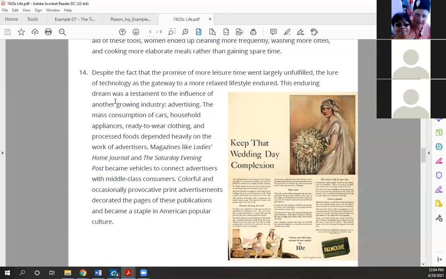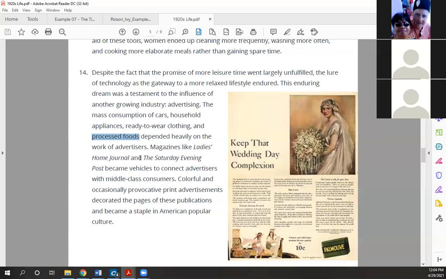Enduring dream was a testament to the influence of another growing industry, advertising. The mass consumption of cars, household appliances, ready-to-wear clothing, meaning clothes you didn't have to make yourself, which is an interesting idea, and processed foods, which, okay, now you can buy food that's ready to eat instead of having to make everything, depended heavily on the work of advertisers.